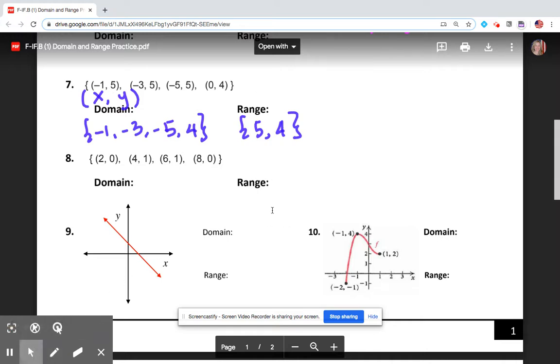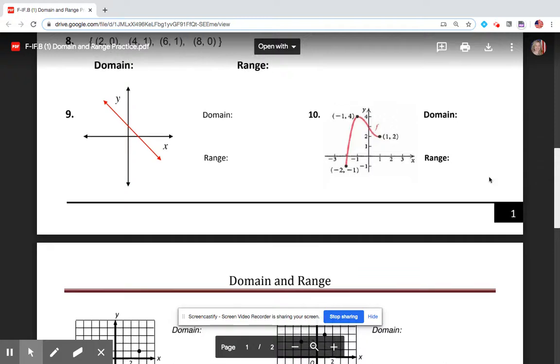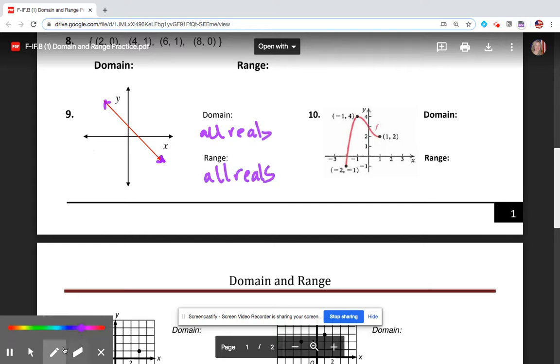All right, now let's look at these graphs and determine the domain and the range. Because I have a line in example number 9, and because the line has these arrows indicating it goes forever in the negative x direction and forever in the positive x direction, and likewise forever in the y direction, my domain and my range are all real numbers. Sometimes you might see it, or your teacher may show you all real numbers like this.